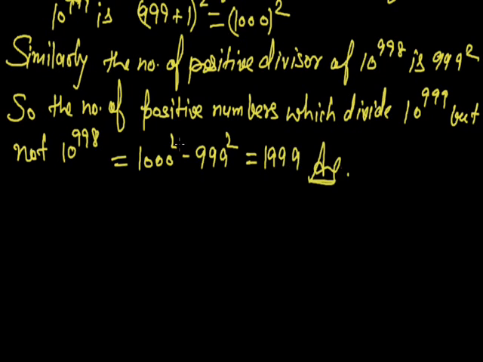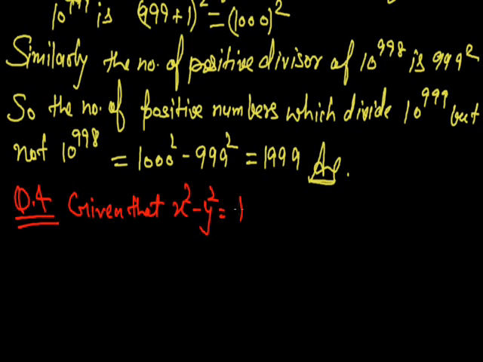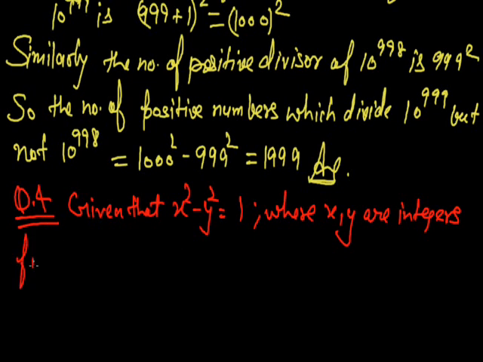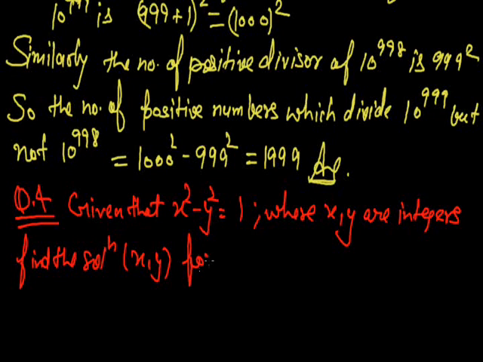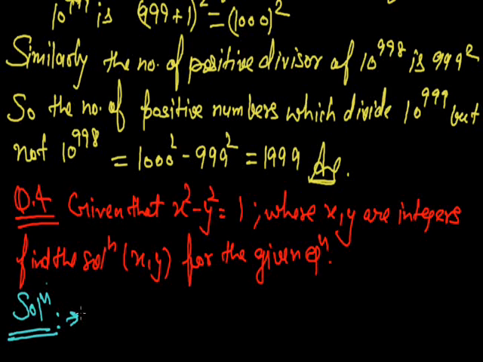That is our answer. Moving to our next question, question number 4: given that x square minus y square is equal to 1, where x, y are integers, find the solution x comma y for the given equation. Let us try to solve the given question. As we know, x square minus y square may be given as x minus y into x plus y by the identity.